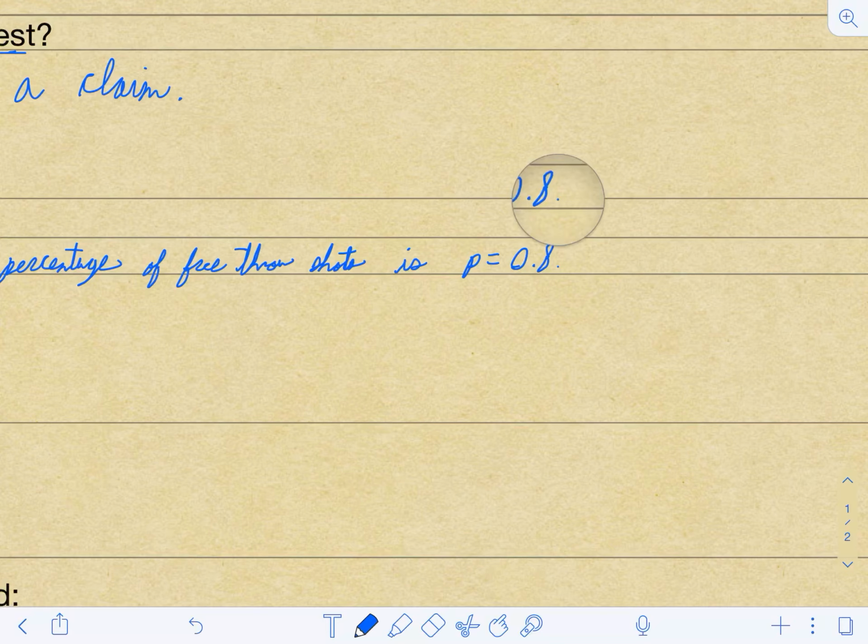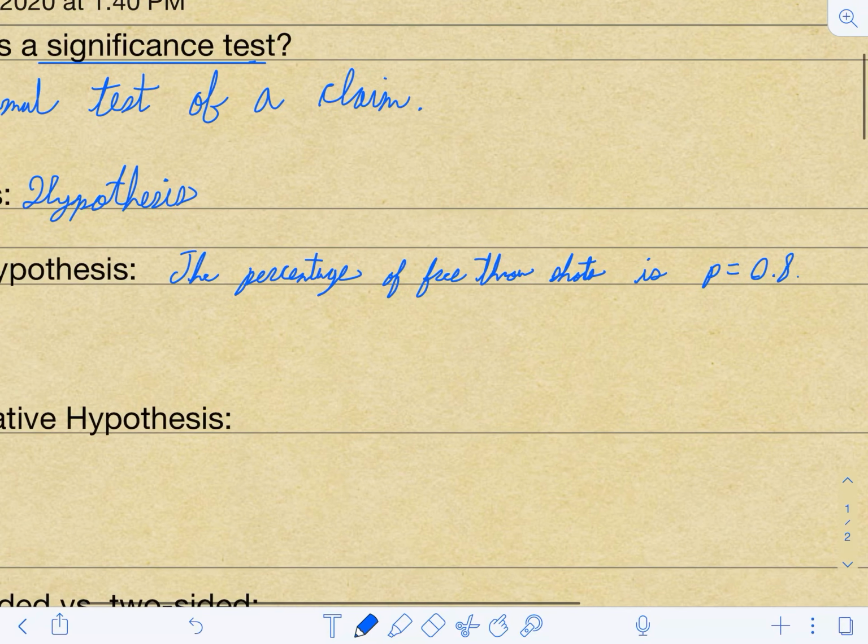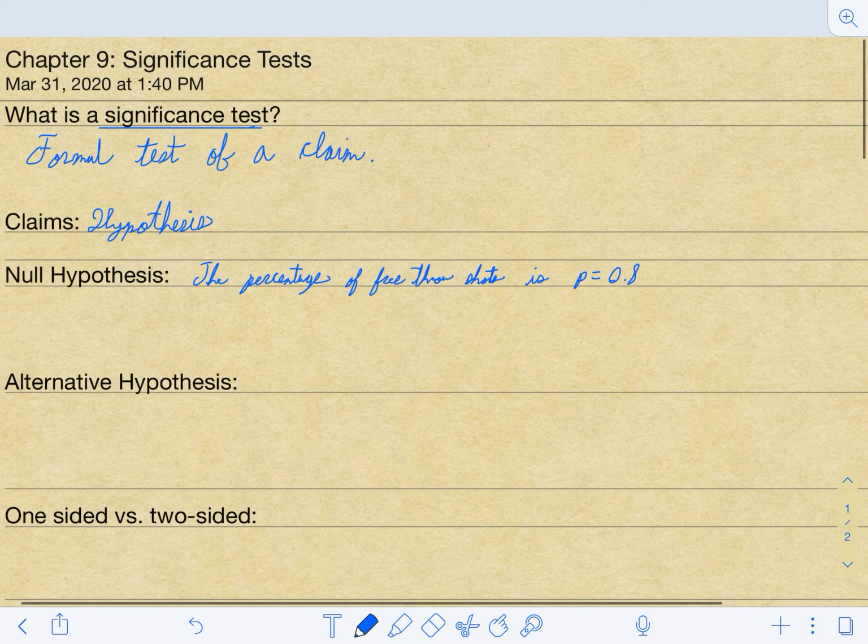Looks like it froze again on me. There we go. All right, I'm still learning how to use this thing. So a null hypothesis would be something like the percentage of free throw shots that I can make is 0.8.